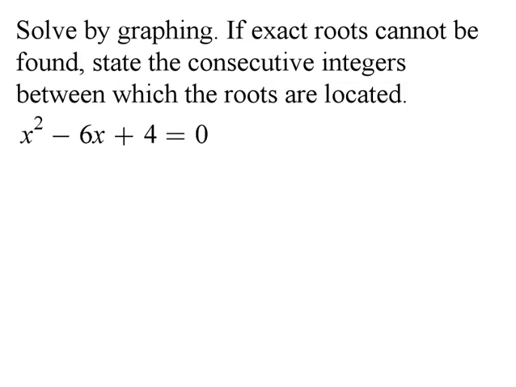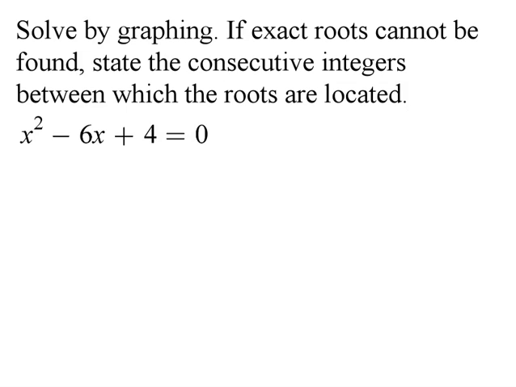Now let's look at this next one. It says solve by graphing if exact roots cannot be found. So that basically means that it's not going to touch at a number. It might be in between two numbers. It says if exact roots cannot be found, state the consecutive integers between which the roots are located. So basically you're going to tell me between what two numbers it crosses.